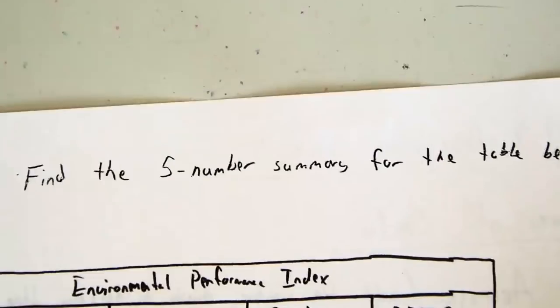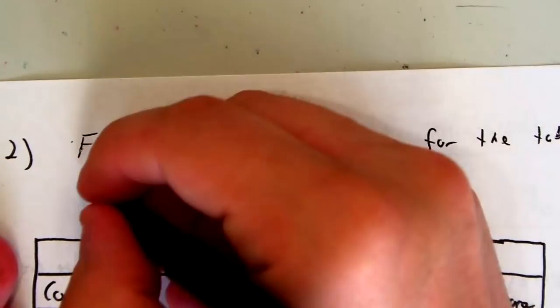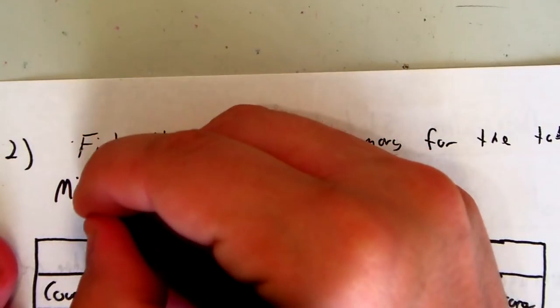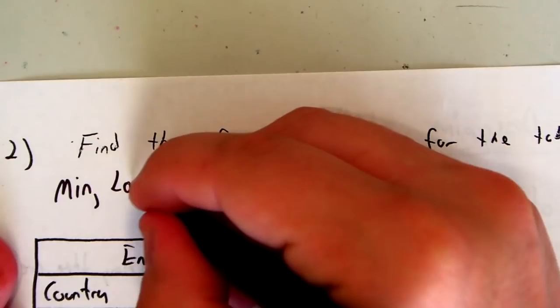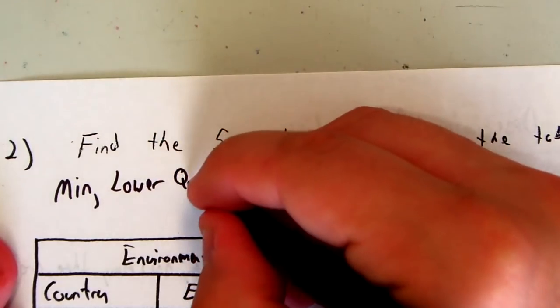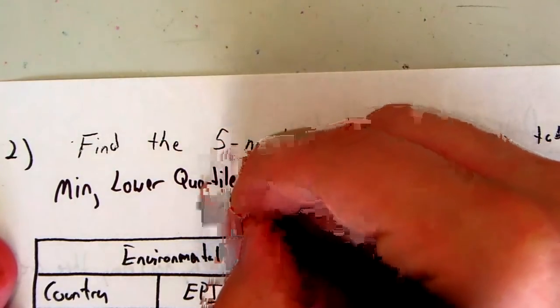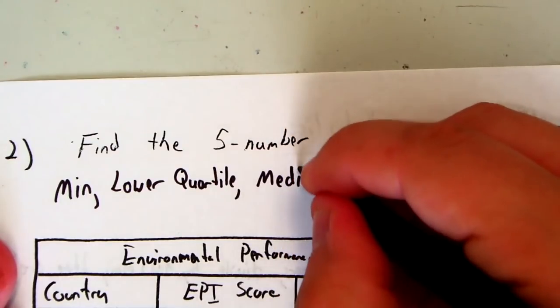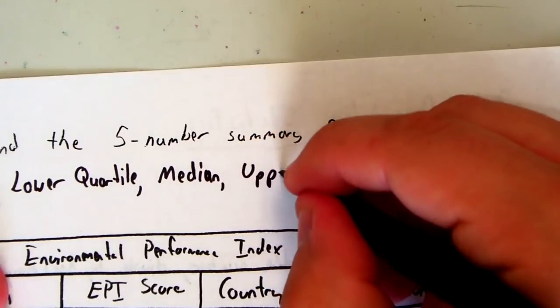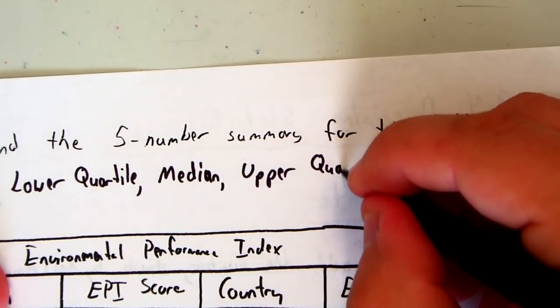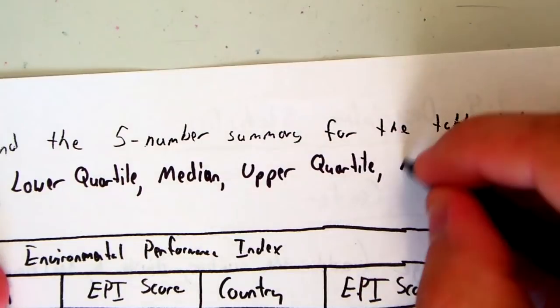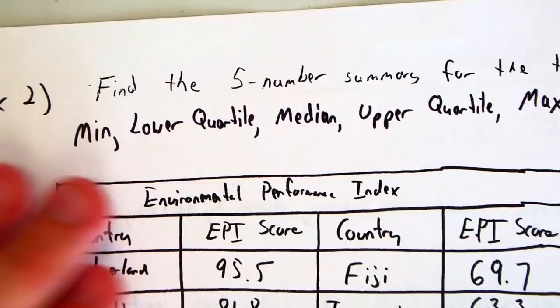All right, let's talk about the 5-number summary now. So 5-number summary, we're going to be looking for the minimum. We're going to be looking for the lower quartile. We're looking for the median. We're looking for the upper quartile. And we're looking for the maximum.